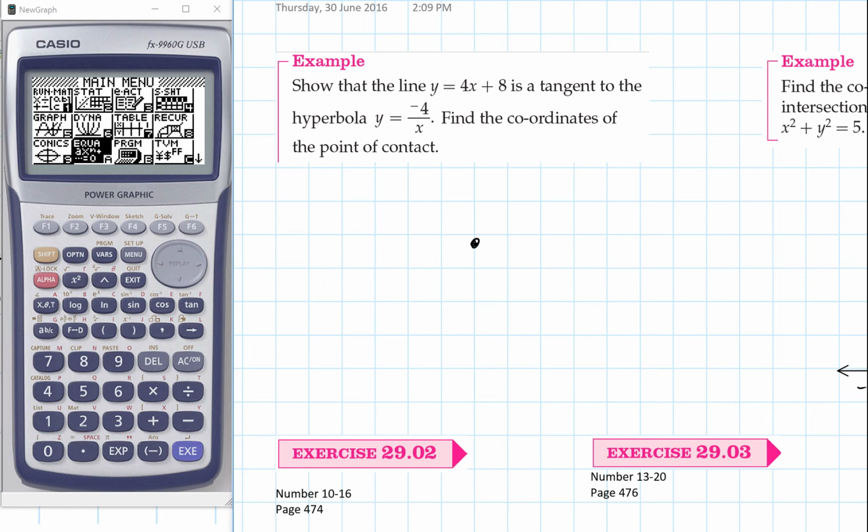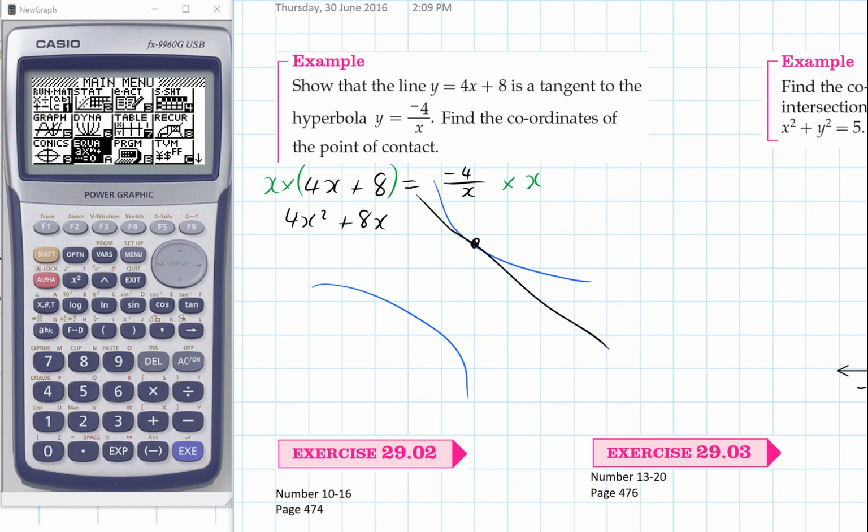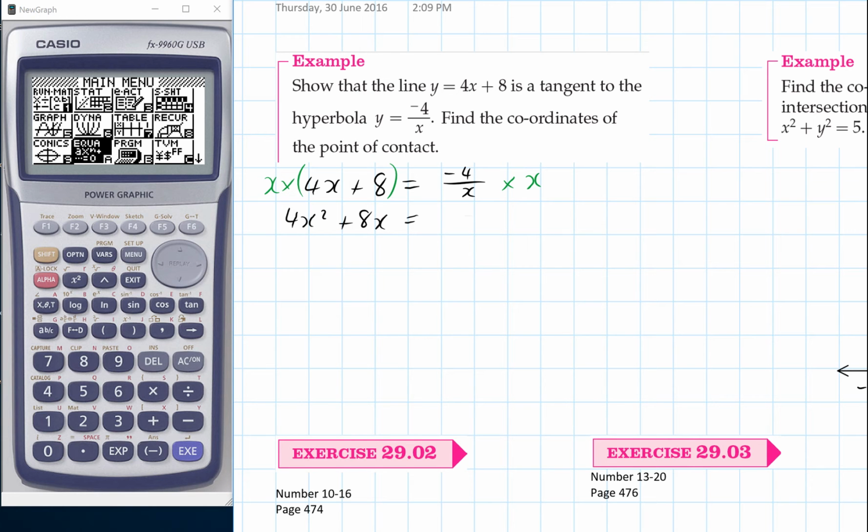and we've got to show that. First of all, we'll notice that they're both equal to y, which means we can make them equal to each other. So we can start with 4x plus 8 being equal to negative 4 over x. Our first step is going to be multiplying both sides by x. That gives us 4x squared plus 8x equals negative 4. Sorry, that should be negative 4, not negative 4 over x. And so we add 4 to both sides and we have 4x squared plus 8x plus 4 equals 0.